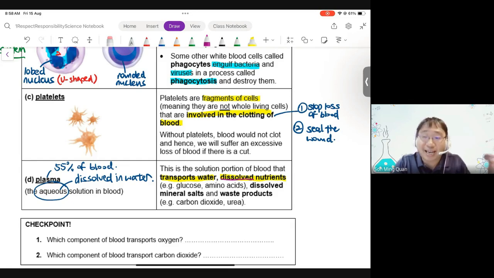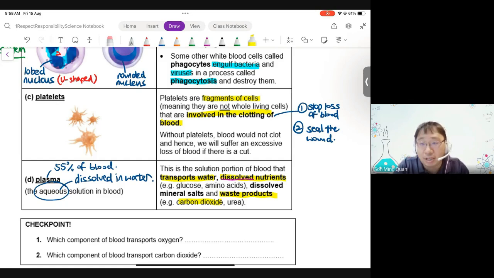Now, besides nutrients, what else is transported? We have dissolved mineral salts and waste products. So waste products is something that we spoke about just now. So what waste products do we have? We have carbon dioxide. So carbon dioxide, even though it's a gas, is actually transported in the plasma. All right. So carbon dioxide is transported in the plasma because carbon dioxide gas can dissolve in water. All right, so CO2, carbon dioxide, dissolves in water to some extent, and therefore CO2 is transported in the plasma.